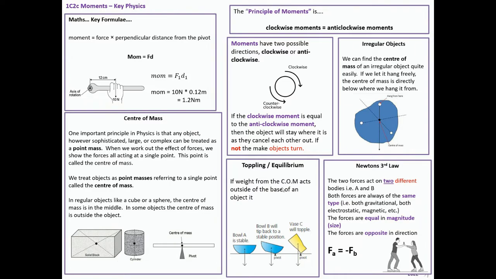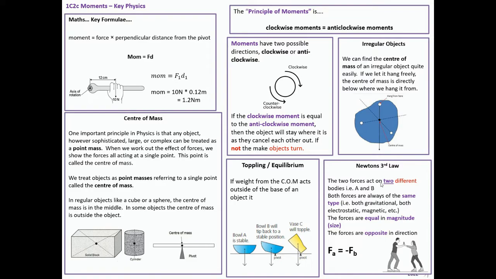Toppling or equilibrium: the weight acts from the center of mass, and so if it's within the base, it will be stable, and it will then tip back to its original position. But if the line of action of the force acts outside of the base, it will topple over. And then we also need to have another look at Newton's third law.